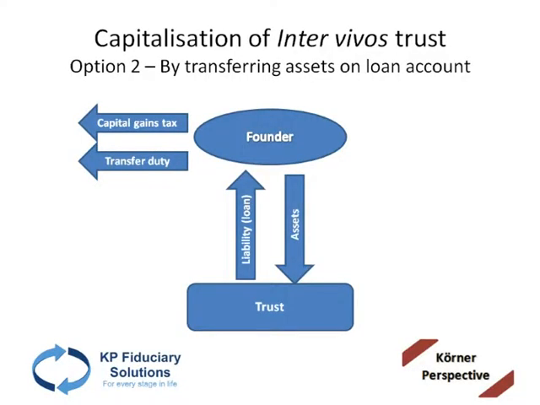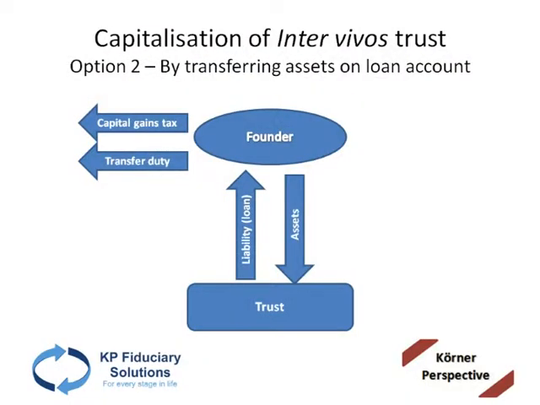Secondly, the inter vivos trust can be capitalized by transferring assets in the name of the founder to the trust. In this case, the assets are not transferred by way of a donation, but by way of a loan account or a loan between the founder and the trust. In this case, there will be capital gains tax on capital assets, and there will be transfer duty in the case of immovable property transferred to the trust.